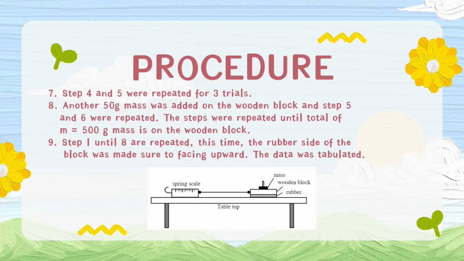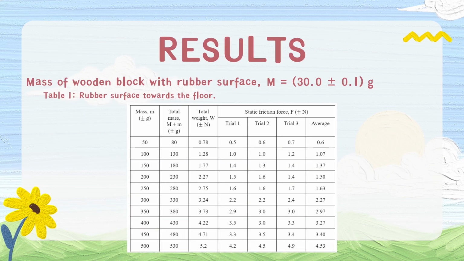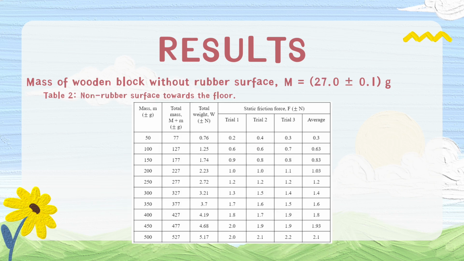The data was tabulated. Results. Mass of wooden block with rubber surface, m, is equal to 30 plus minus 0.1 gram. Table 1 shows the rubber surface towards the floor. Mass of wooden block without rubber surface, m, equals 27.0 plus minus 0.1 gram. Table 2 shows non-rubber surface towards the floor.